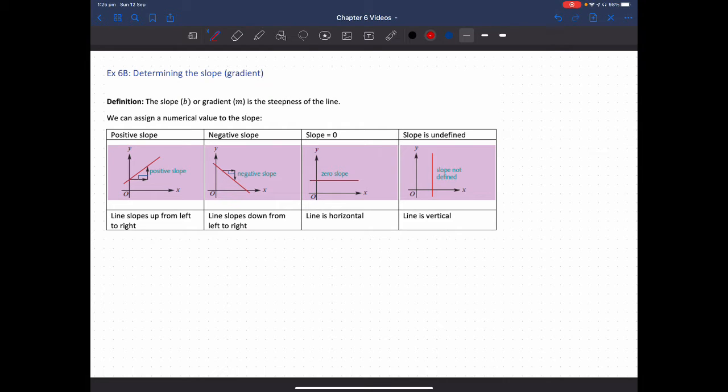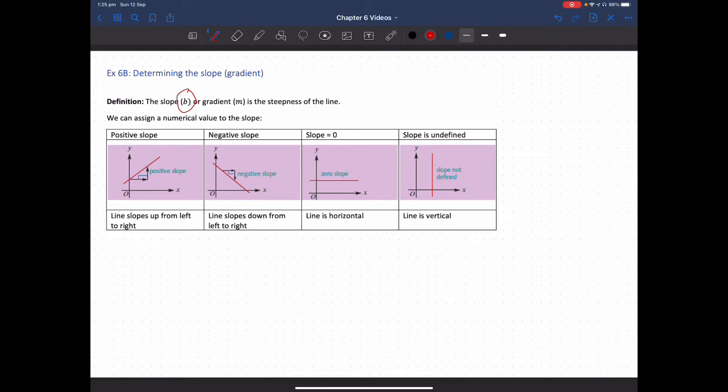We're going to be considering the slope or gradient of a straight line. For this, we will be using the letter B to represent the slope. We will not be using M. The slope is the steepness of the line.